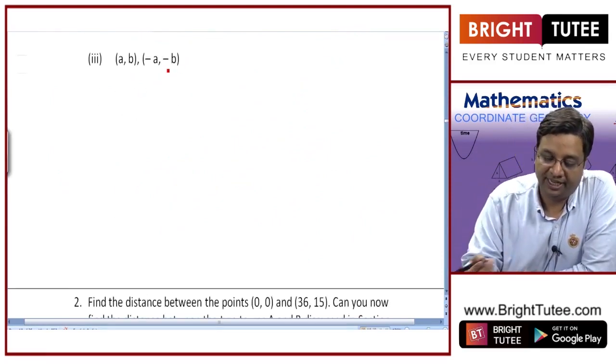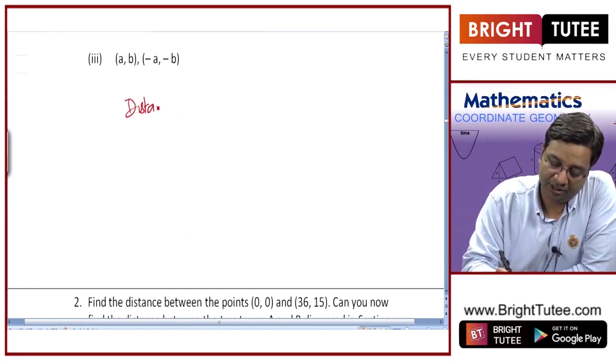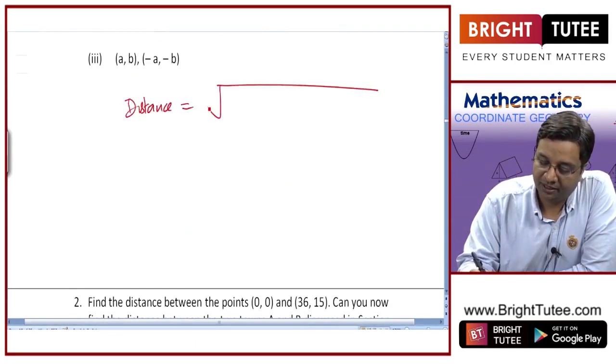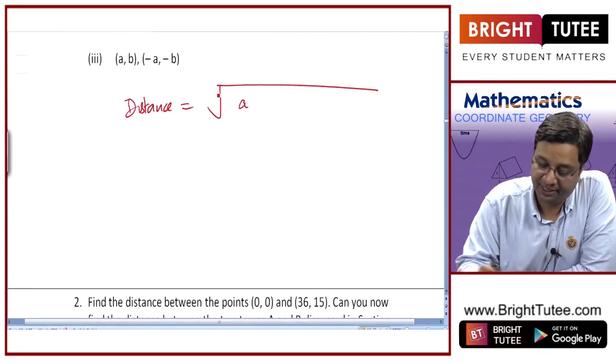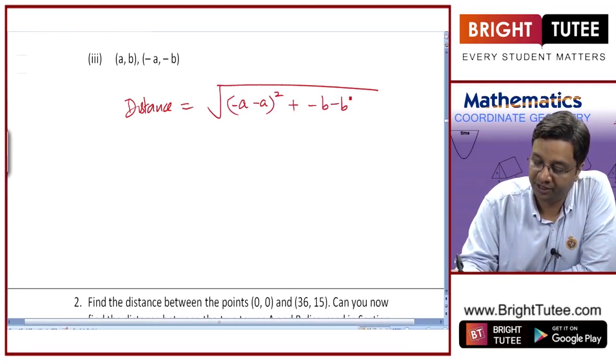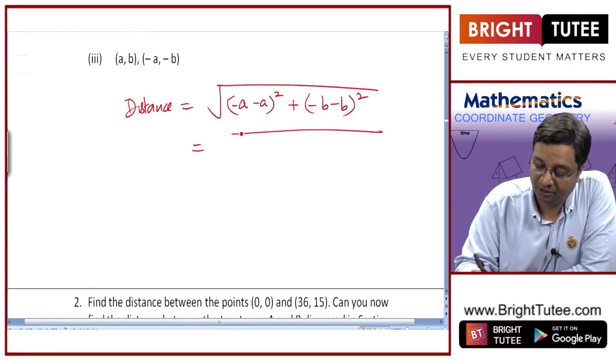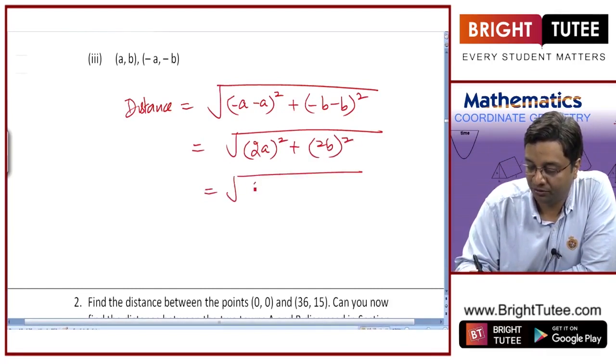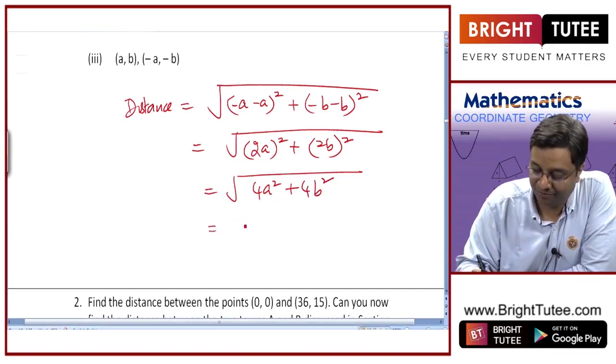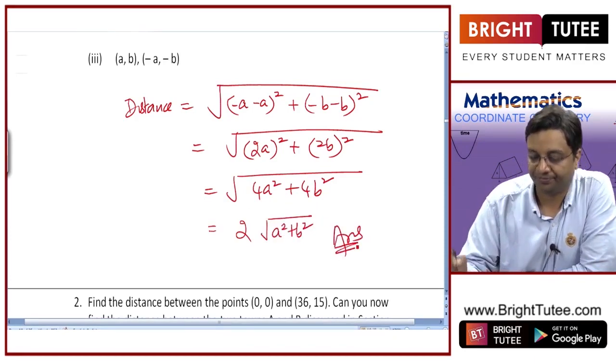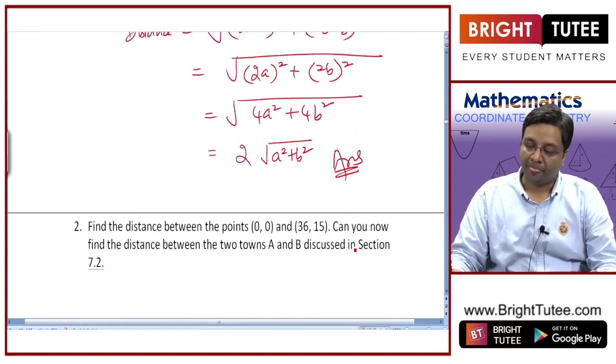These two coordinates are given in A and B. So again the concept is the same. Difference of abscissa, 2A minus 0 squared, difference of ordinates, 2B minus 0 squared. So it will be equal to the square root of 2A whole square plus 2B whole square, right? So this will be equal to the square root of 4A square plus 4B square. 4 can be taken as common and brought outside as 2 square root of A square plus B square. So this is your answer for this question, right?